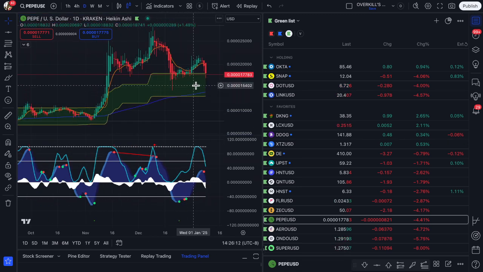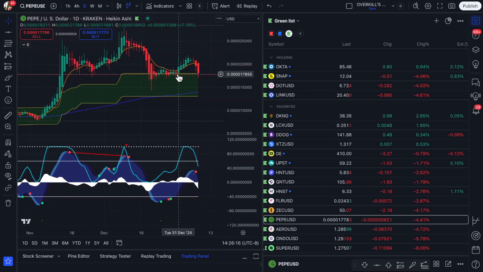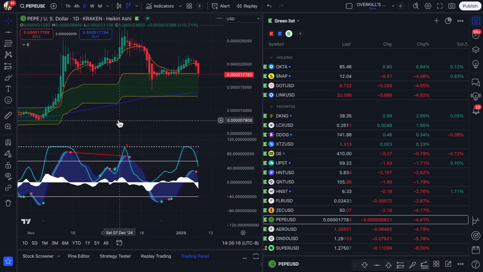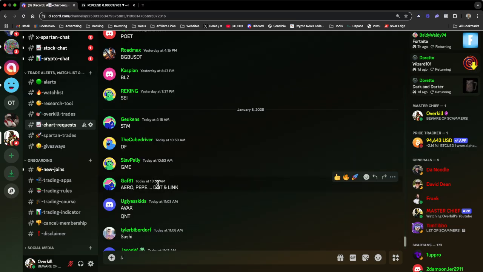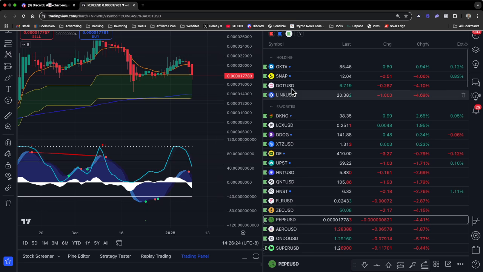As long as we can hold this golden zone, we're still in a big uptrend here. The chart still looks bullish. As long as we're above that golden zone, in the golden zone, we are looking to buy and take action on the dots. We covered DOT. Let's look at Link.